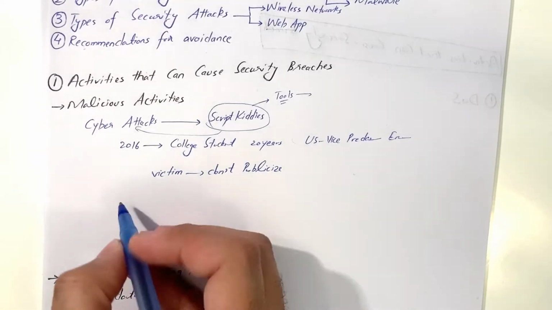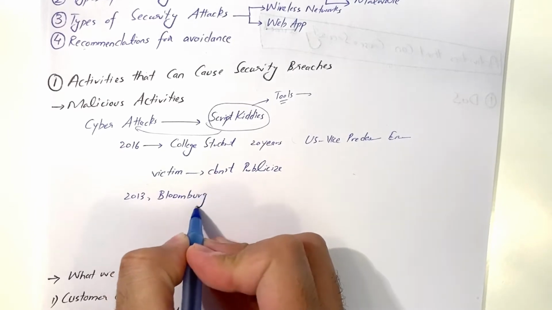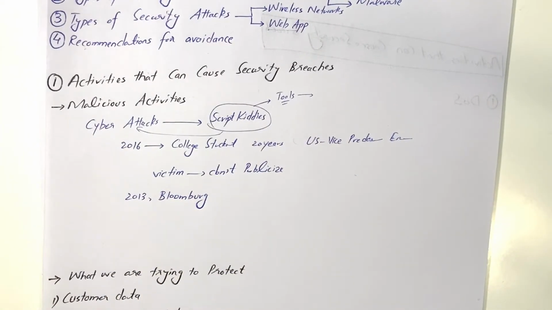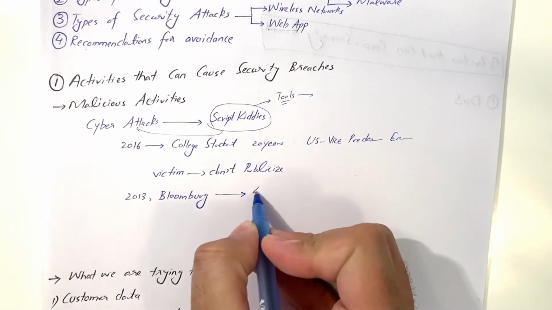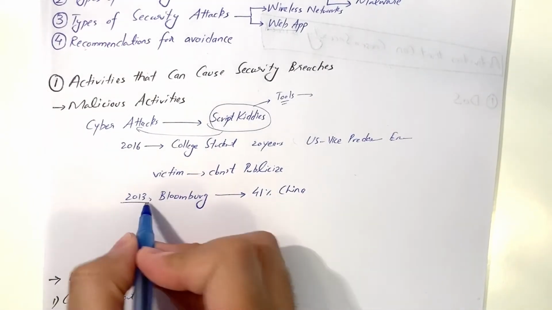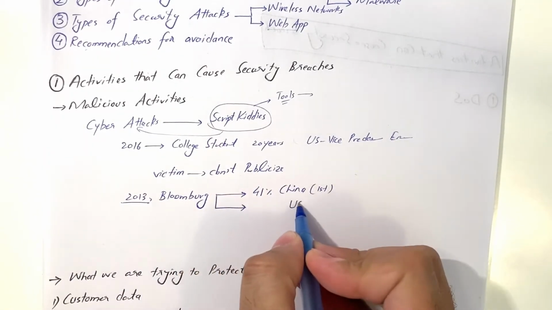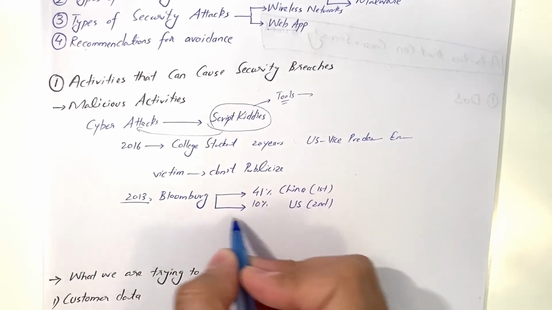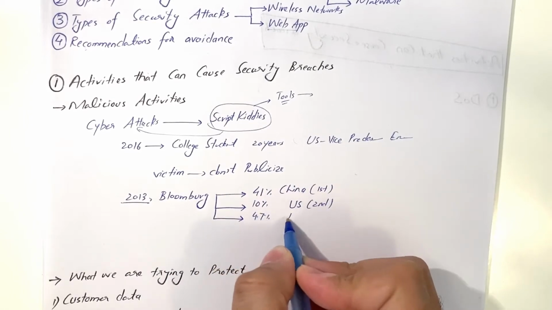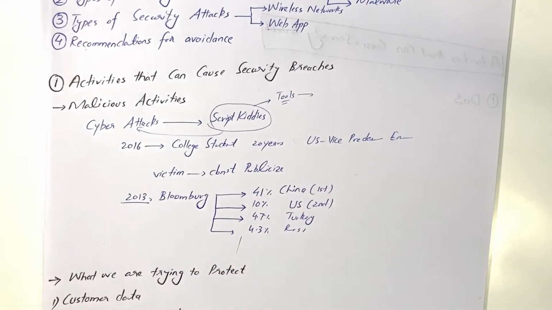In 2013, Bloomberg identified the top hacking countries, like from where the hacking is coming from. According to them, 41% of the hacking back in 2013 was coming from China. So China was ranked first in hacking. Then the US was in second position with 10% of the hacking. Then we have Turkey, 4.7% on the list. Russia was fourth on the list, and the list goes on. But the most important thing to note here is that it doesn't mean that we have more black hat attackers from China, the US and others.